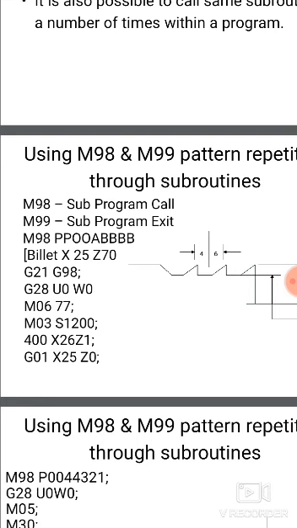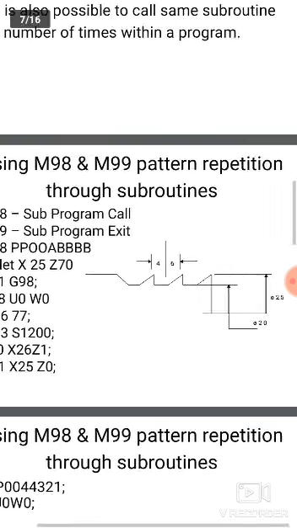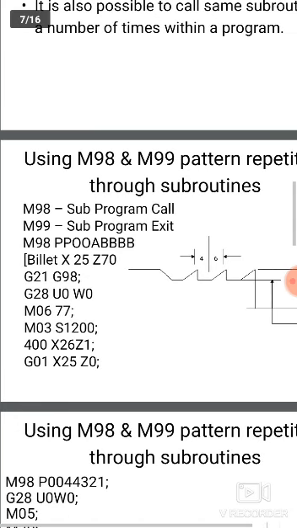N1000 M2 program stop. M2 means program end. Next, O200 subroutine program start, N200. So like that we can go on writing the programs for a given diagram. Next, M98 P200: 98 means call the subroutine. I am calling the subroutine. P means program number.